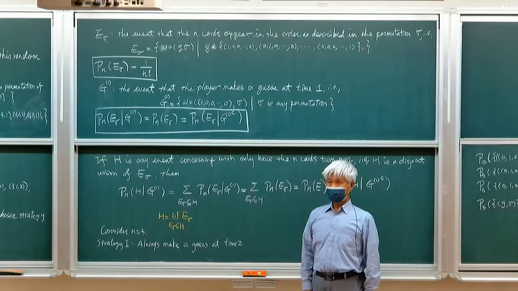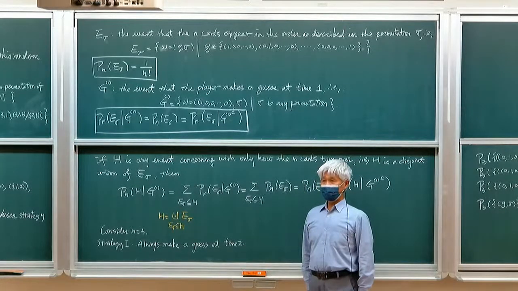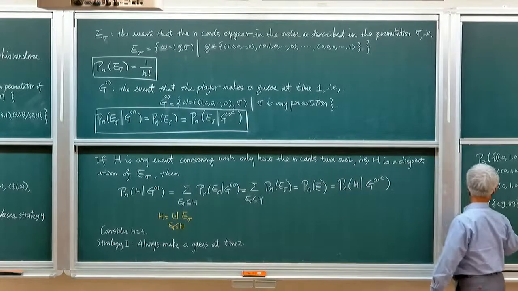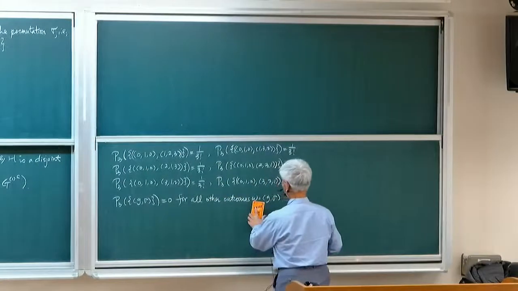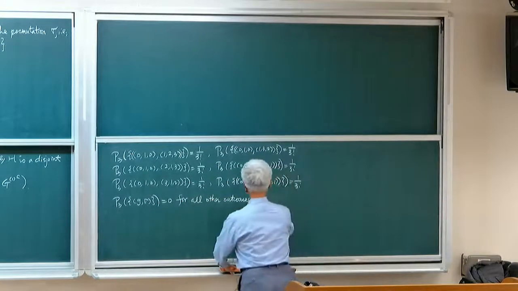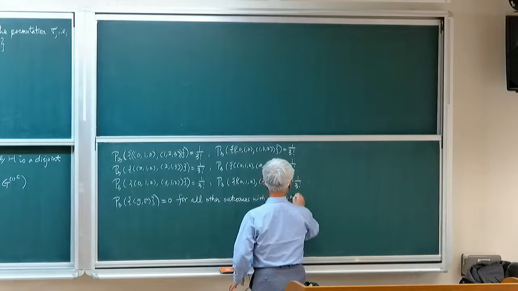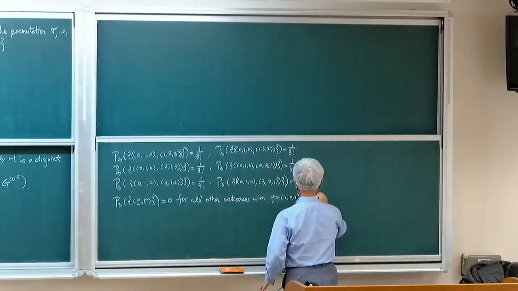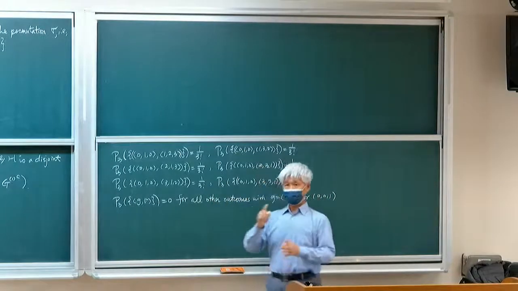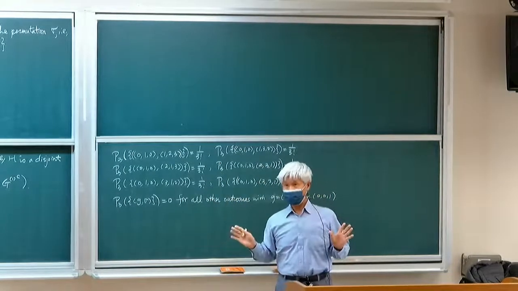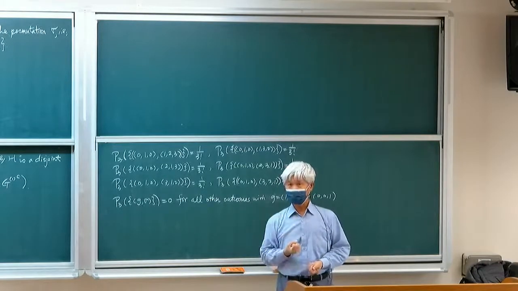Right? This is your strategy. So the probability for the others, with G equal to 1, 0, 0, or 0, 0, 1, right? So if G is 1, 0, 0 or 0, 0, 1, it never appears. So the probability is 0.